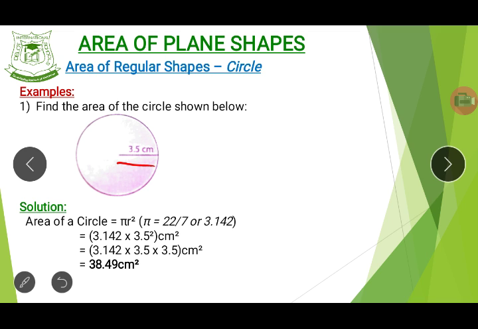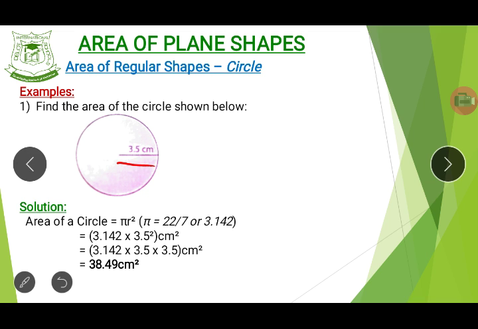And your pi can be 22/7 or 3.142. So in this example, I chose to make use of 3.142. You can make use of 22/7 and you still get the same answer. So our pi, 3.142, times our radius, which is 3.5 centimeters, squared. When you square any number, that means you multiply it by itself again. So that is 3.142, which is pi, times r squared, which is 3.5 times 3.5.